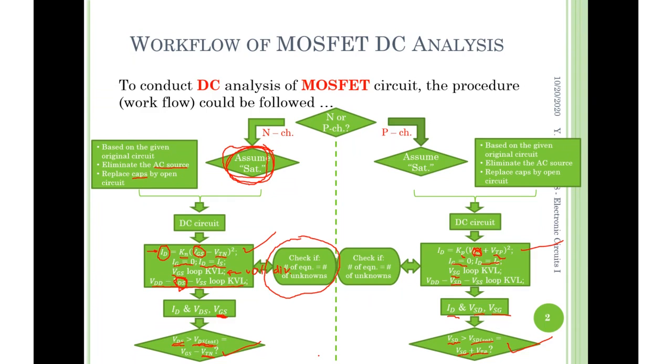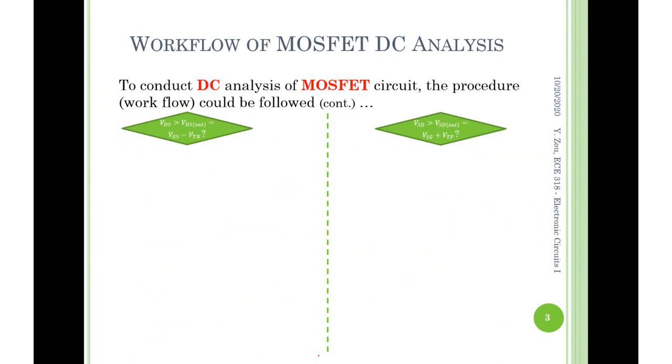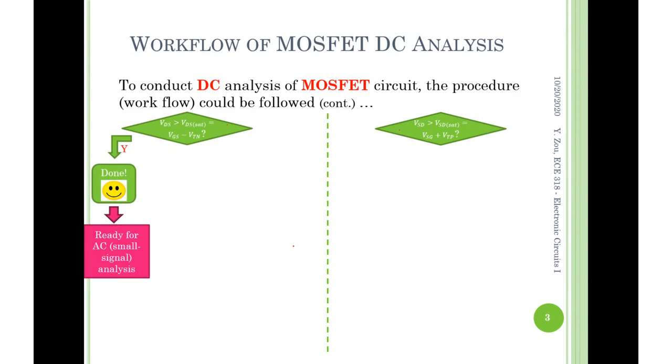Let's see the checking. I'm repeating this checking on this page. For the N channel, of course, it might be yes, might be no. If it is yes, what do we say? Done. You should smile, which also means we are ready for AC small signal analysis. If it is no, which means VDS is less than the VDS saturation voltage, what does it mean? Your assumption was wrong. Now what do you do?